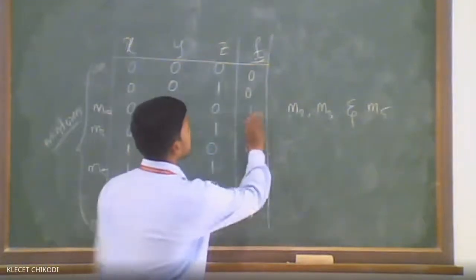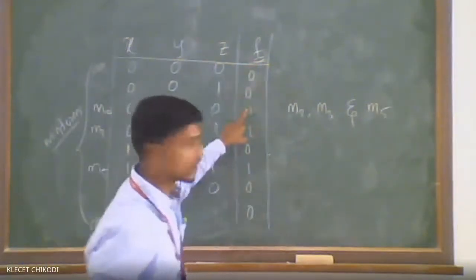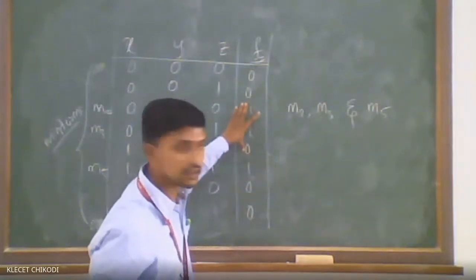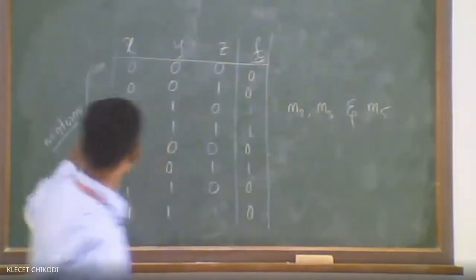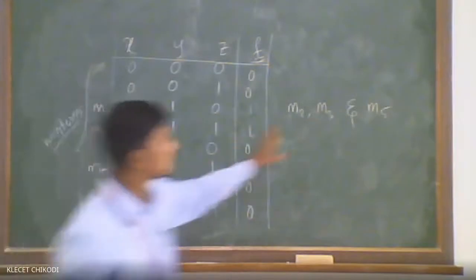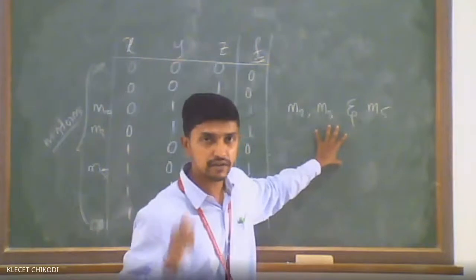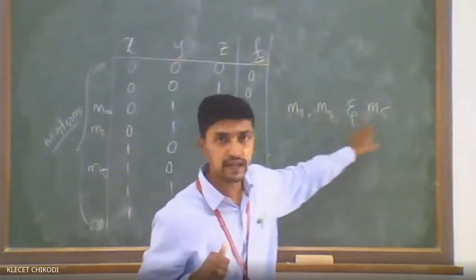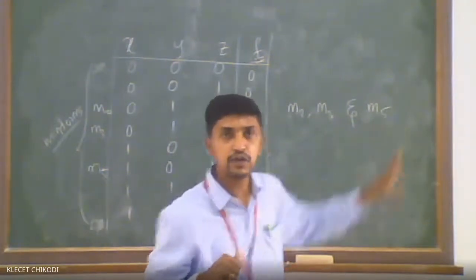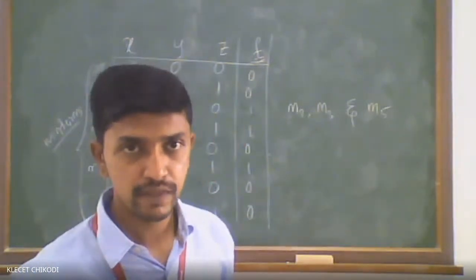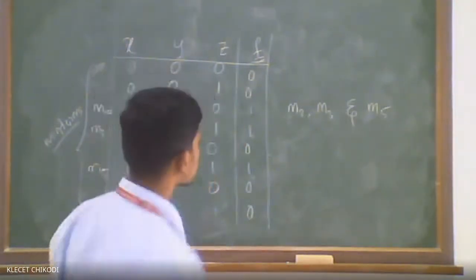So wherever the function value is 1, only those min terms are available. So that is what I am separating, the min terms here. So what are the min terms available for this function? That is m2, m3 and m5. Fine. You have to write this in the canonical min term function now. Okay. How to write that?